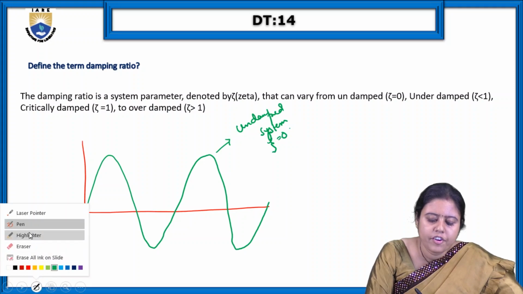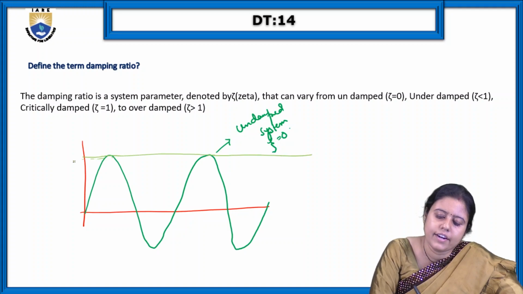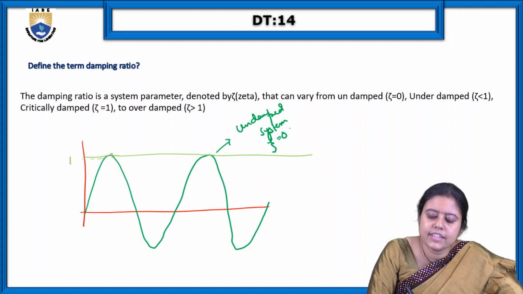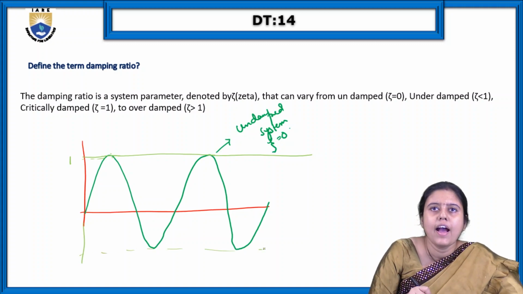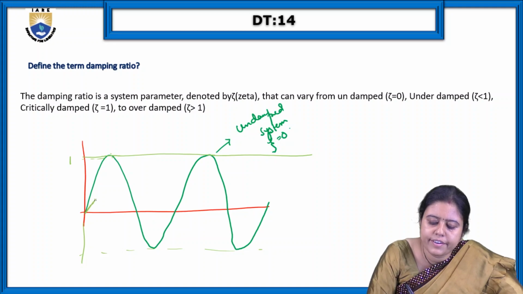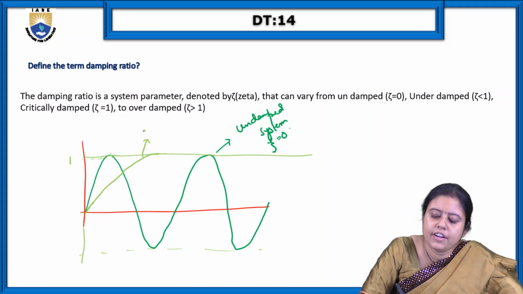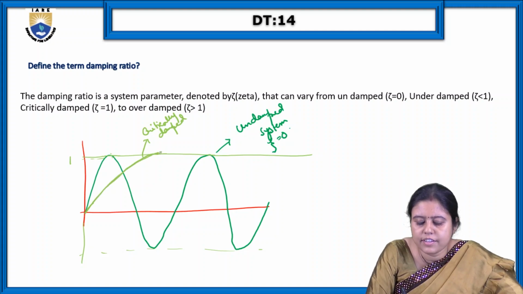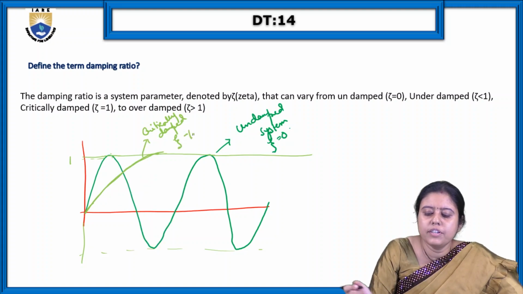Next, we are going to the critically damped system. Say we want the value here. This is our desired value. Undamped means it is oscillating between a positive peak and a negative peak. Critically damped means it will reach the desired value very quickly. So this is called the critically damped system, and here the zeta value is equal to 1.